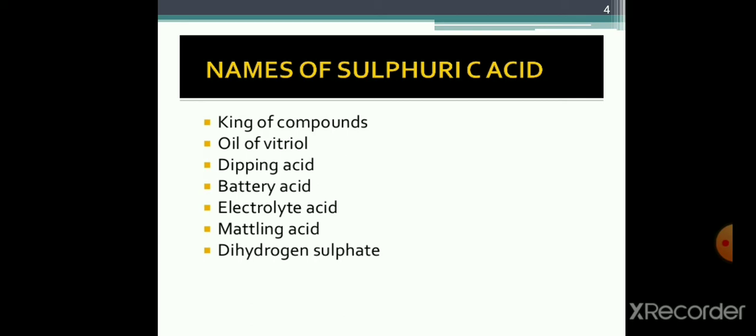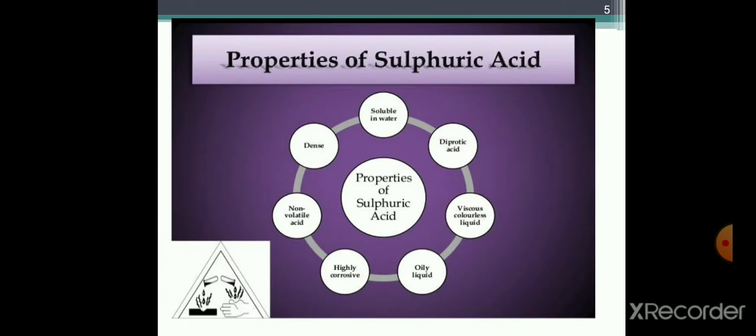Sulfuric acid has different names, like king of compounds, oil of vitriol, dipping acid, battery acid, electrolyte acid, metallic acid, and it is also called dihydrogen sulfate, because it has 2 hydrogens and sulfate SO4, and hence its formula is H2SO4, that is dihydrogen sulfate.